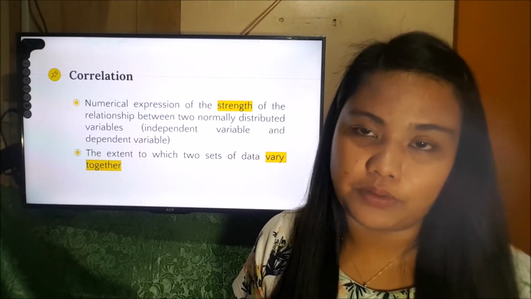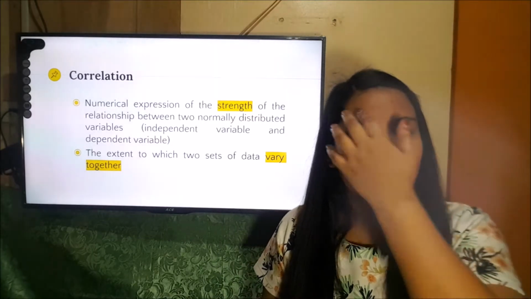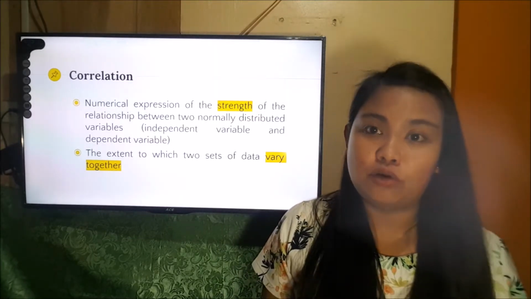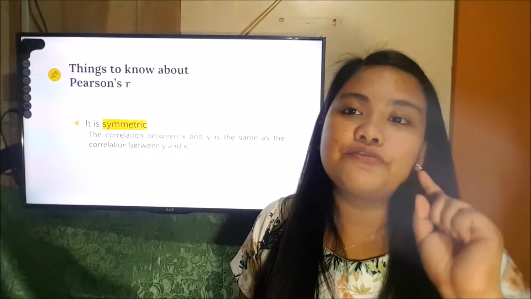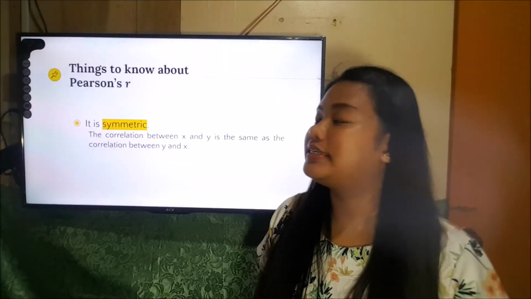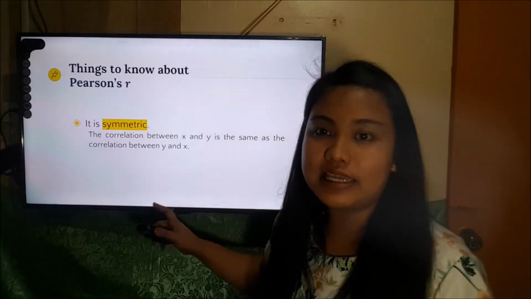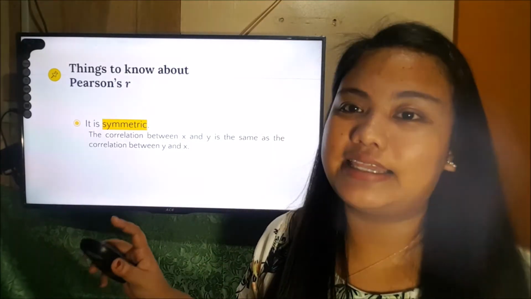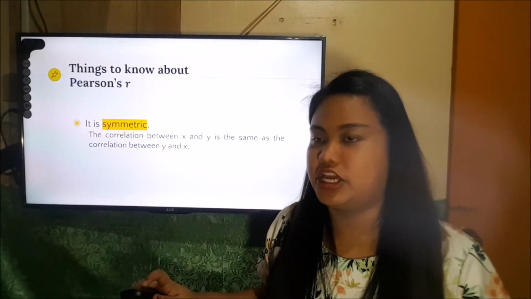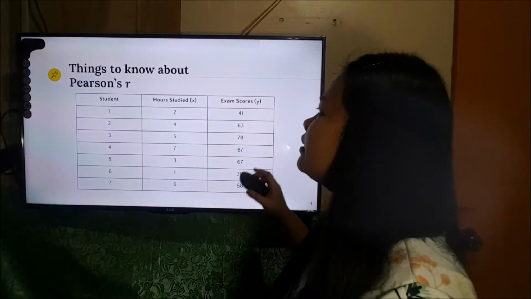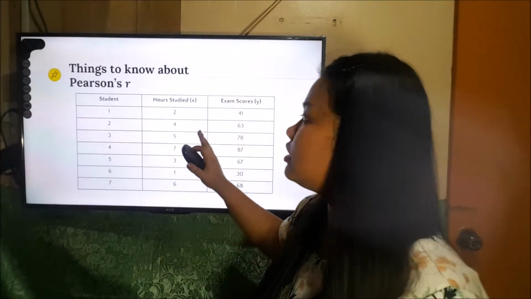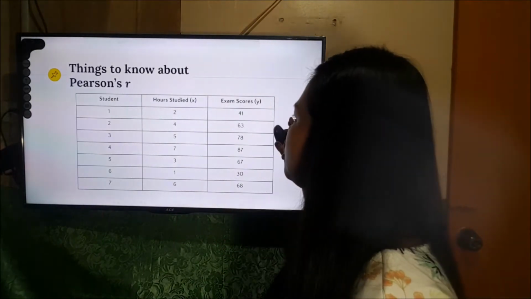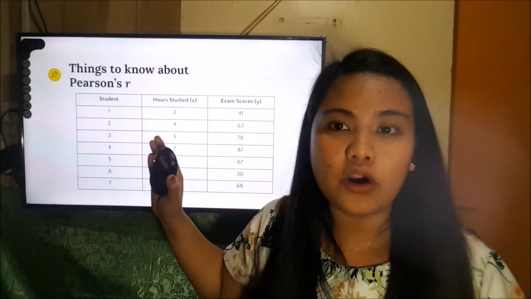between two variables. Okay? Now, there are several things that we have to know about Pearson's R before we actually proceed to the computation. First is that it is symmetric. What do we mean when we say symmetric? To illustrate that, I have a sample set of data here. These are the number of hours a student spent studying and his or her corresponding exam score.